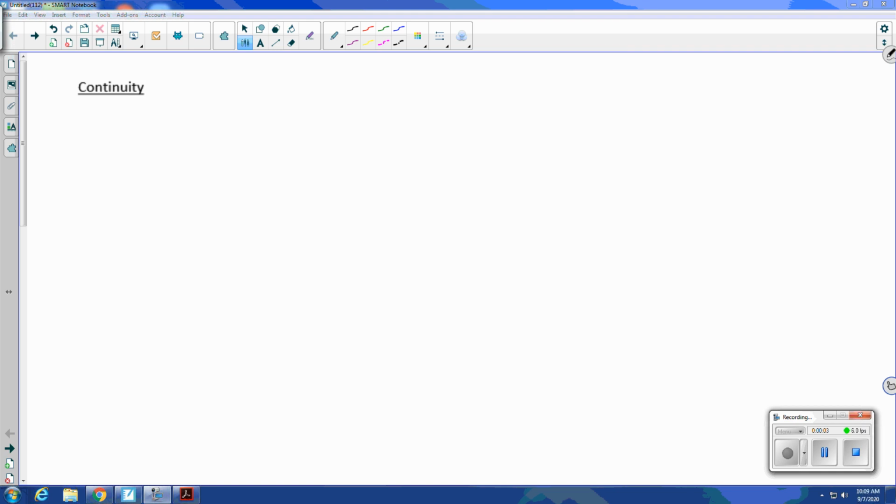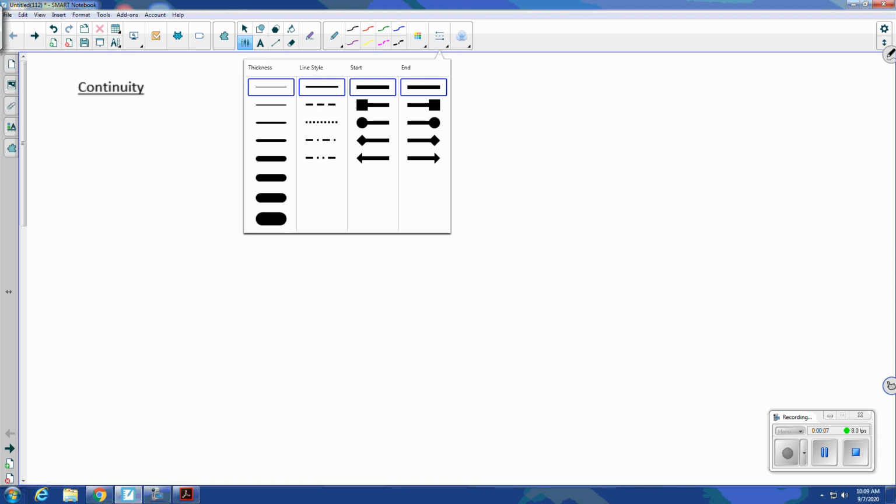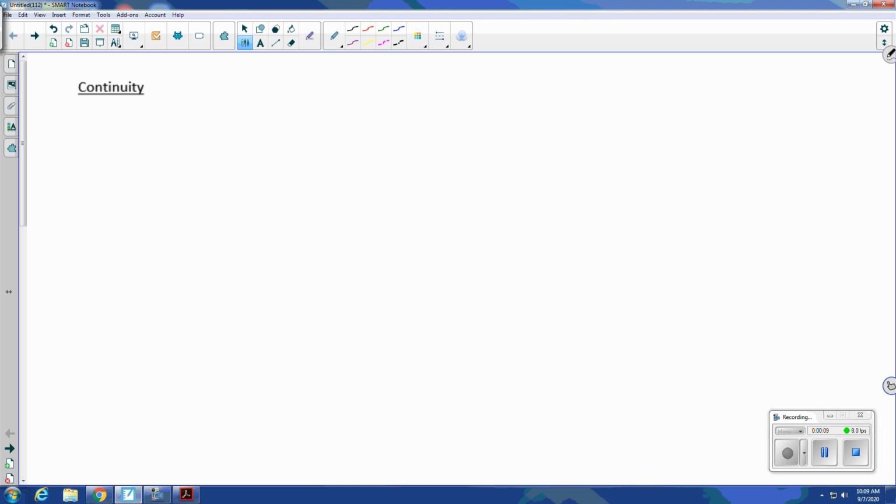Continuity. Before we get into the formal definition for continuity, let's first establish what we're talking about when we reference that a function is continuous. We need to know that continuity is a local property, meaning that when we say a function is continuous, we're referencing at a certain point or across a certain interval.